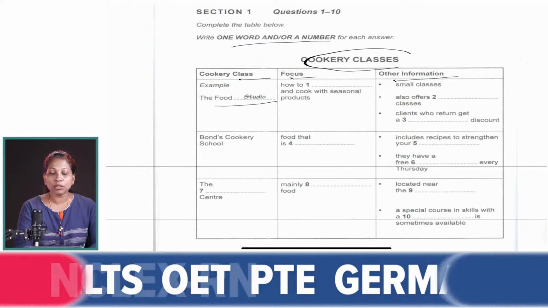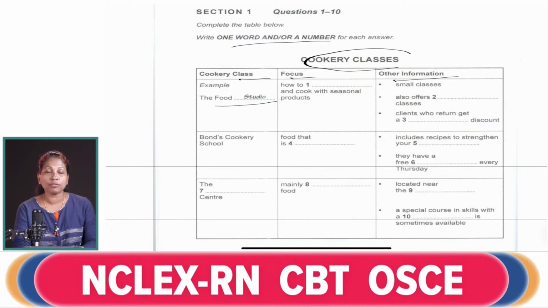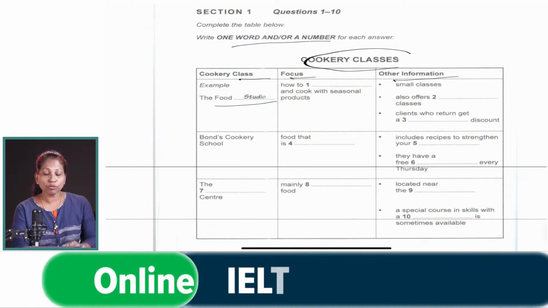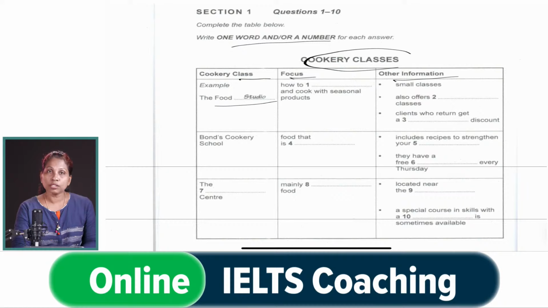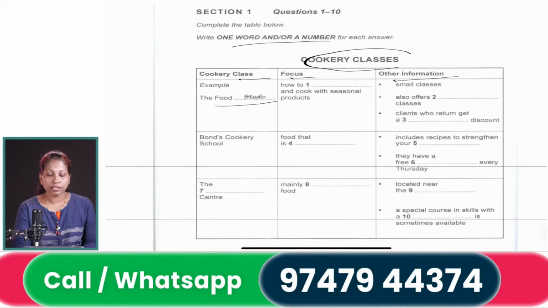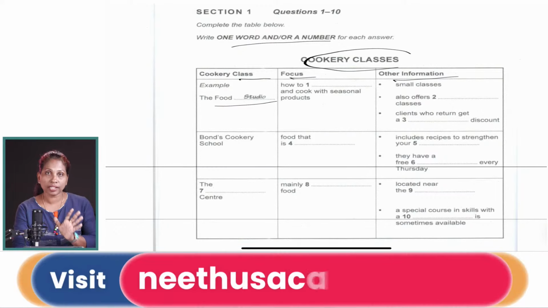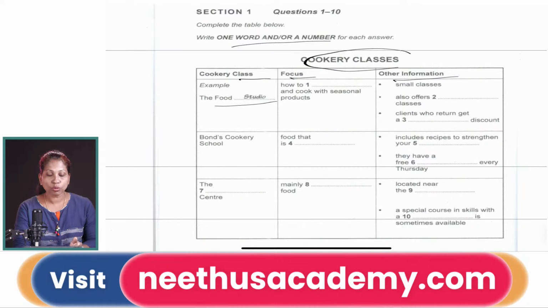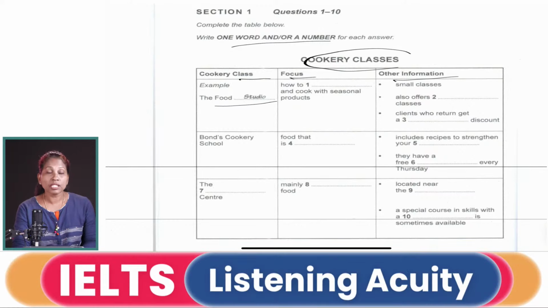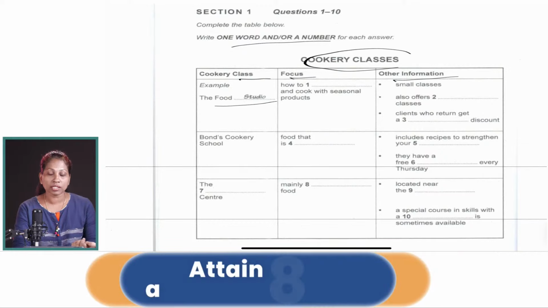So let's take the first table, the first box in the table. We are looking for the food studio. What is the focus of that particular cookery class conducted in the food studio? It says "how to dash something," so most probably it should be a verb. How to dash, and there's a conjunction, and cook with seasonal products. So that is the focus for that particular class.